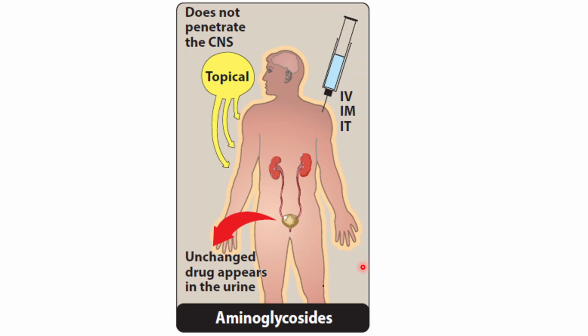Then the pharmacokinetics: most of the aminoglycosides are injected intramuscularly, intravenously, or intrathecally. So they don't pass into the central nervous system, but can be injected directly to the central nervous system intrathecally.